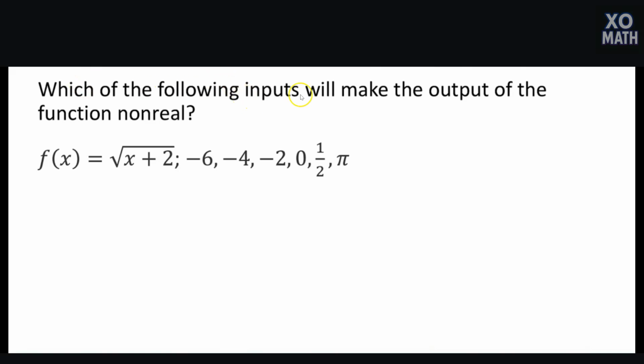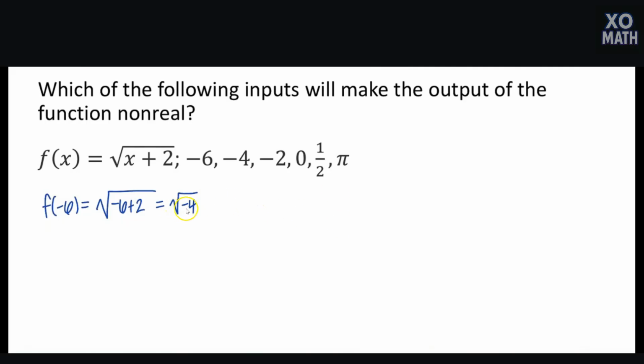Which of the following inputs will make the output of the function non-real? The function is the square root of the quantity x plus 2, and here are the inputs that we're going to check. We'll start with -6. F of -6 is the square root of -6 plus 2, or the square root of -4.